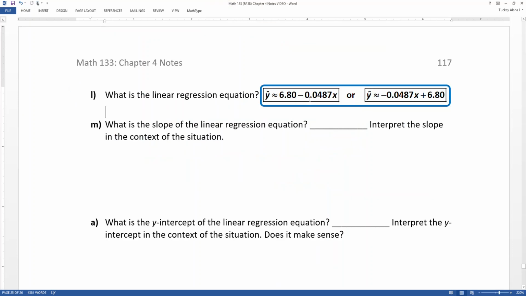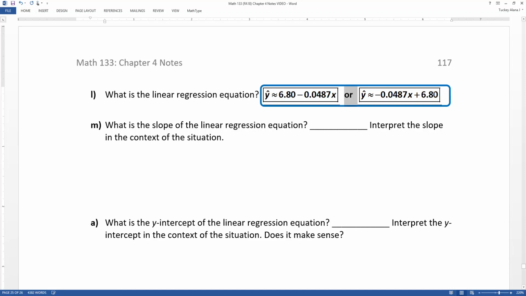Okay, so I've written it up here. And the more statisticky way to write it is actually on the left. This one over here. And that's actually the way they have it in the computer outputs. When you look at the computer outputs, it was saying 6.8 minus 0.0487. So it kind of went backwards from what we're used to seeing in algebra class.